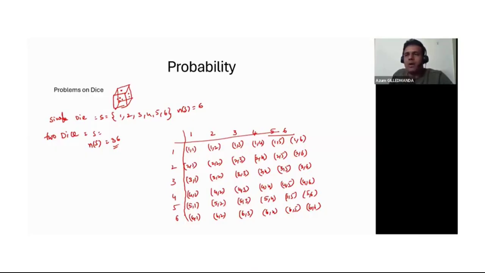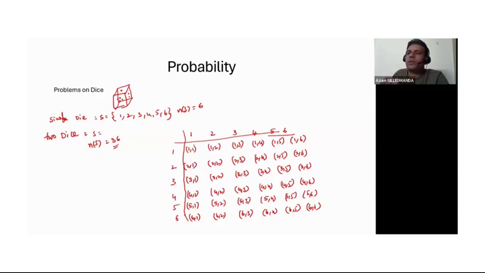Getting a sum of 2 on both the dice means on the first die I should get 1, on the second die also I should get 1. So you need to add: 1 plus 1 is 2. So there is a single possibility, right? There is a single possibility to get that, so 1 by 36 we can say.